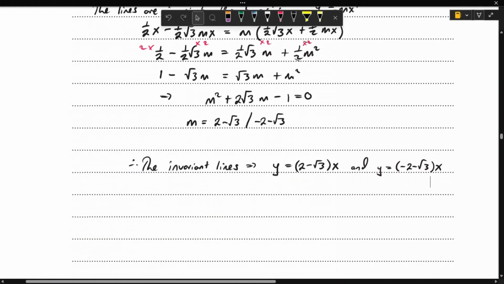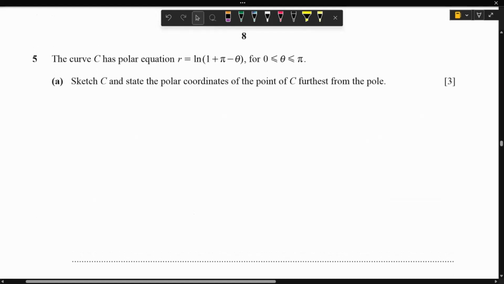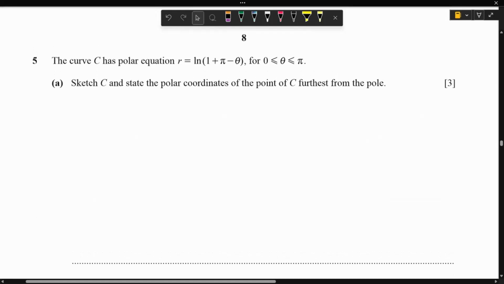Let's go on to the next question. On number 5, they say, the curve C has polar equation r = ln(1 + π − θ) for values of θ ranging between 0 and π. So in part A, sketch C and state the polar coordinates of the point of C furthest from the pole.